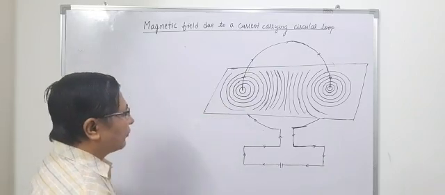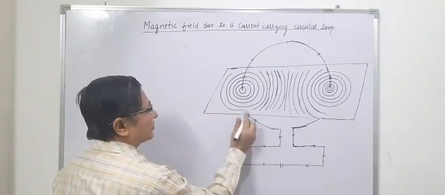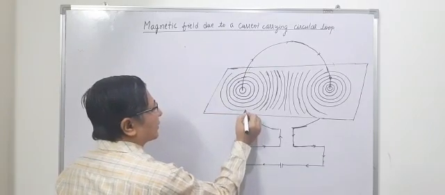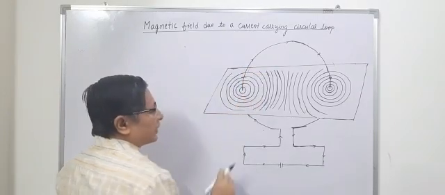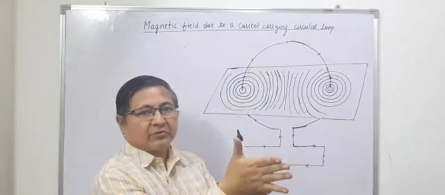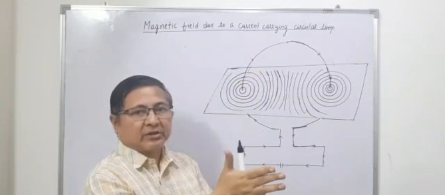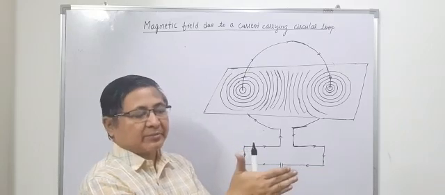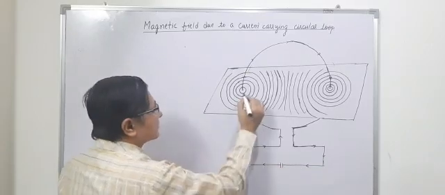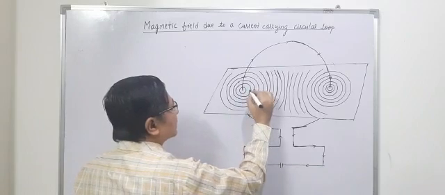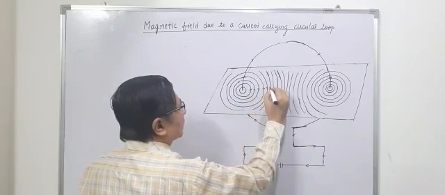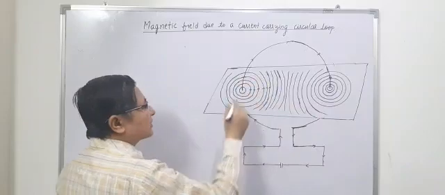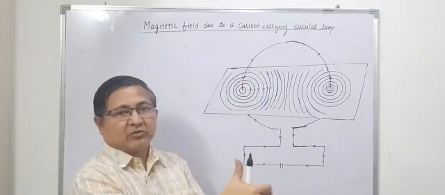circular loop. When the current is going in the upward direction, from here you can see it is going in the upward direction, so we will use the right hand thumb rule, and the fingers wrap in this direction. So it is going in this direction. It is anti-clockwise.